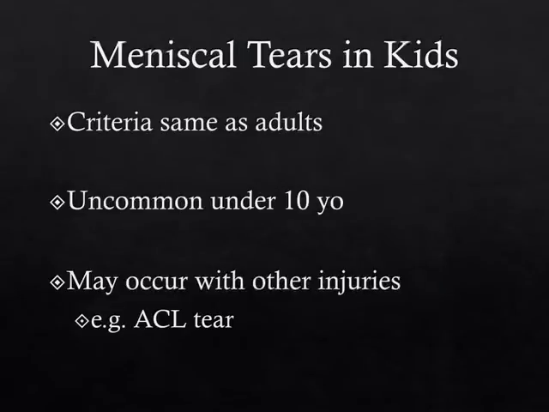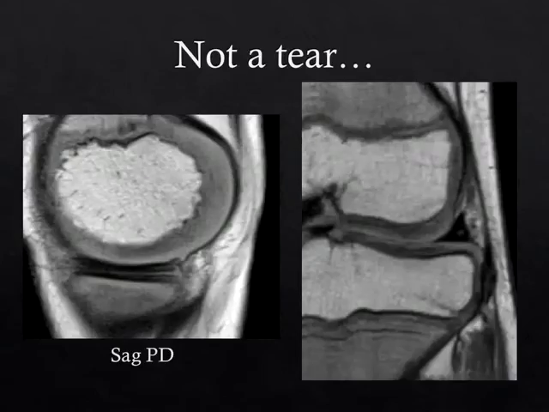Not too much to say about meniscal tears in kids. The criteria is the same as in adults. Isolated tears of an otherwise normal meniscus are extremely uncommon in children under 10 years old. Whether that's due to increased compliance of the knee or other factors is unclear, but usually if kids under 10 years old, or significantly under skeletal maturity, are coming in with a meniscal tear, there's some underlying abnormality. They may occur with other injuries.